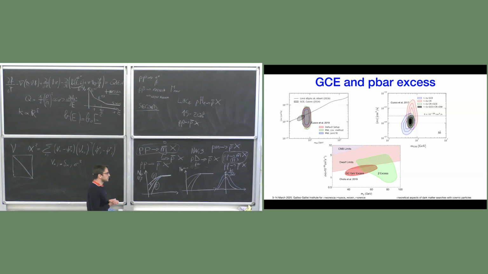Instead, if you want to do something more refined, where, for example, you take into account that the gas is only in the thin disk, the interstellar field has a shape in the z direction, etc., you need to solve the propagation equation numerically. And there are tools like DRAGON, GALPROP, CRPropa, etc., that solve the propagation equation numerically.